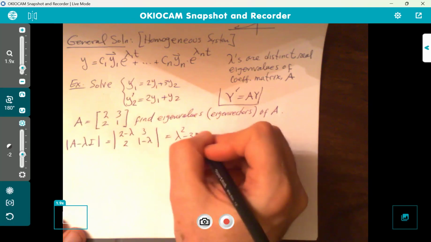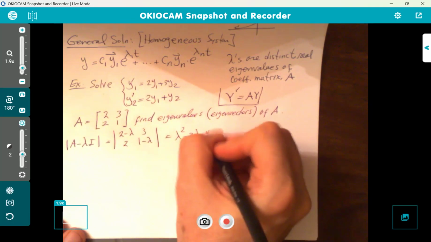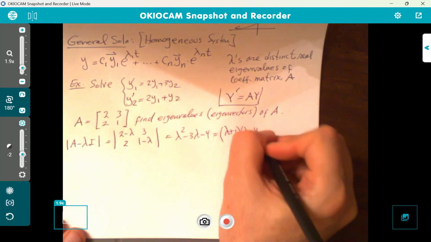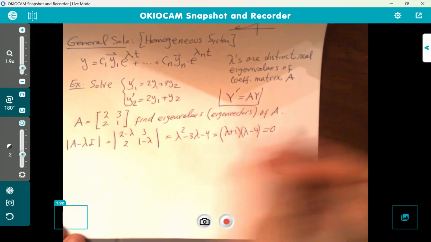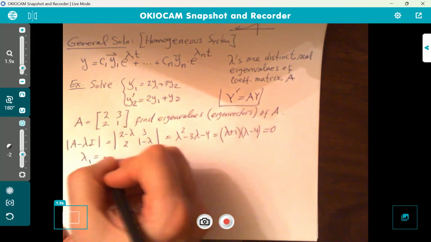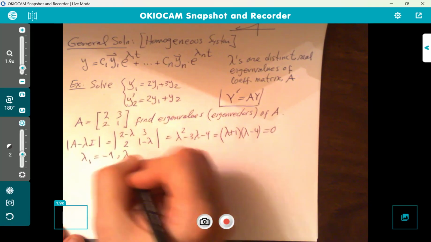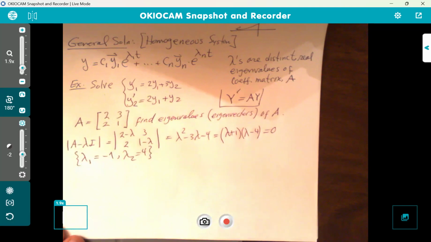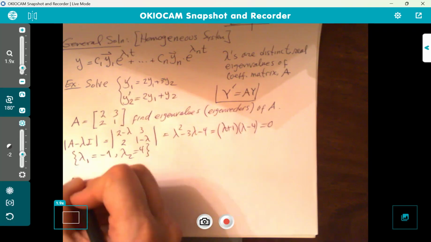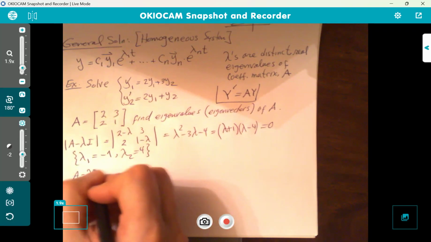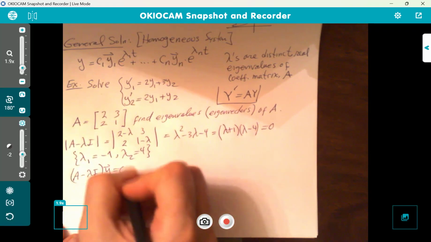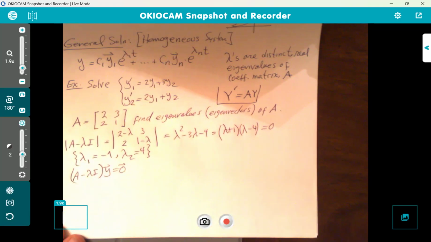All of that should be lambda squared minus 3 lambda minus 4, which factors into lambda plus 1 times lambda minus 4. Set it equal to 0, and lambda ends up being negative 1 or 4. So those are the two eigenvalues, correct? Now, we want to find the eigenvectors. For eigenvectors, we need to look at the solution to the homogeneous system, A minus lambda I, y equals 0. That will give us the eigenvectors.